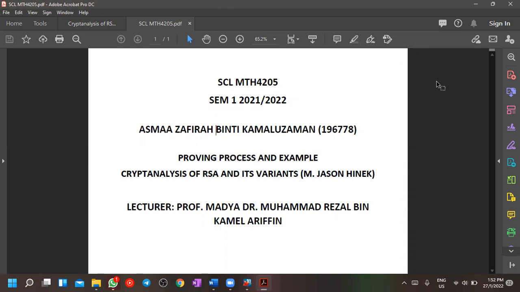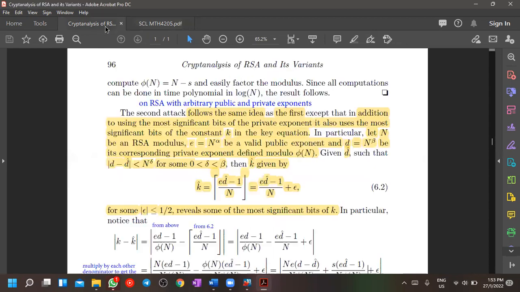So today I will be presenting the SEL for MTH4205, entitled Proving Process and Example of the book The Cryptanalysis of RSA and its Variants by M. Jason Hinek, from page 96 to page 101. Okay, so let us start.